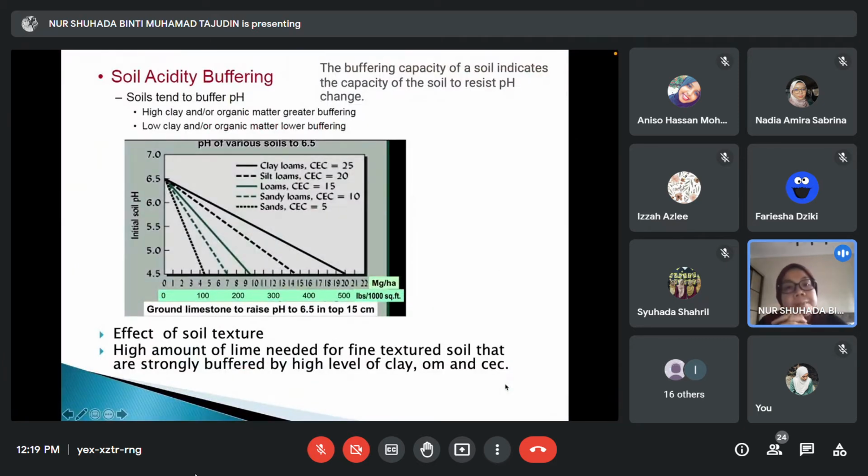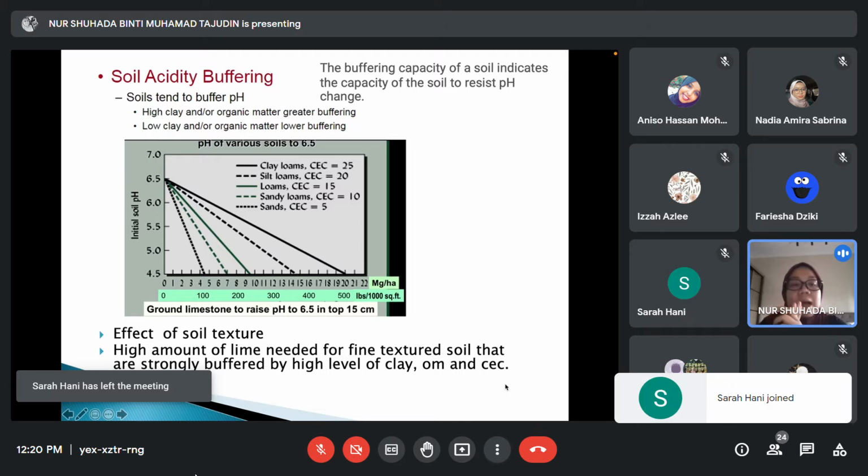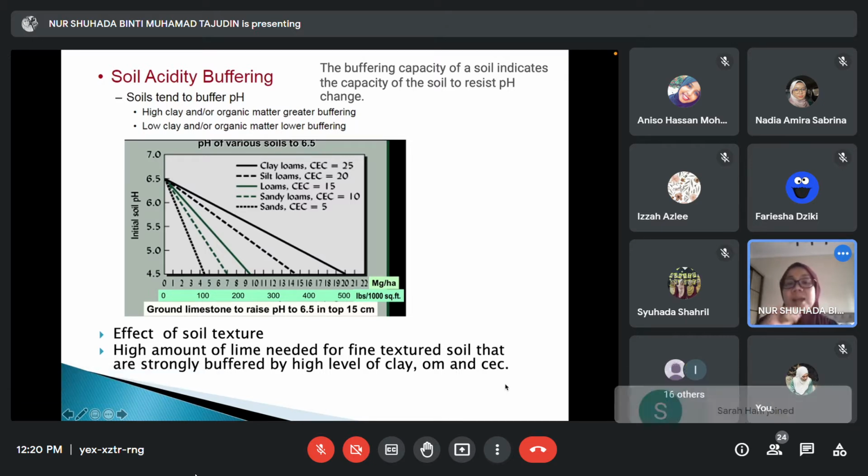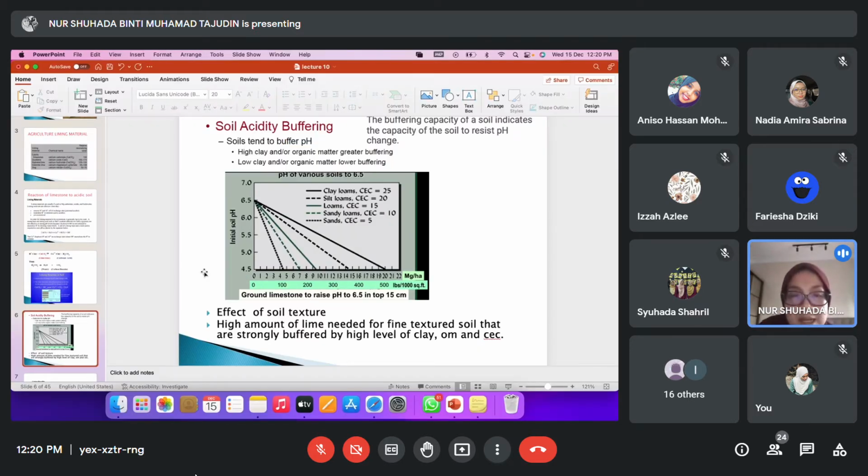However, we also have what we call soil acidity buffering, which is where soils tend to buffer the pH. For example, high clay or organic matter has a greater buffering capacity. What is buffering capacity? Buffering capacity is the soil's capacity to resist pH change. Sometimes, for example, sekejap saya tunjuk sini, the pH is 6.5.